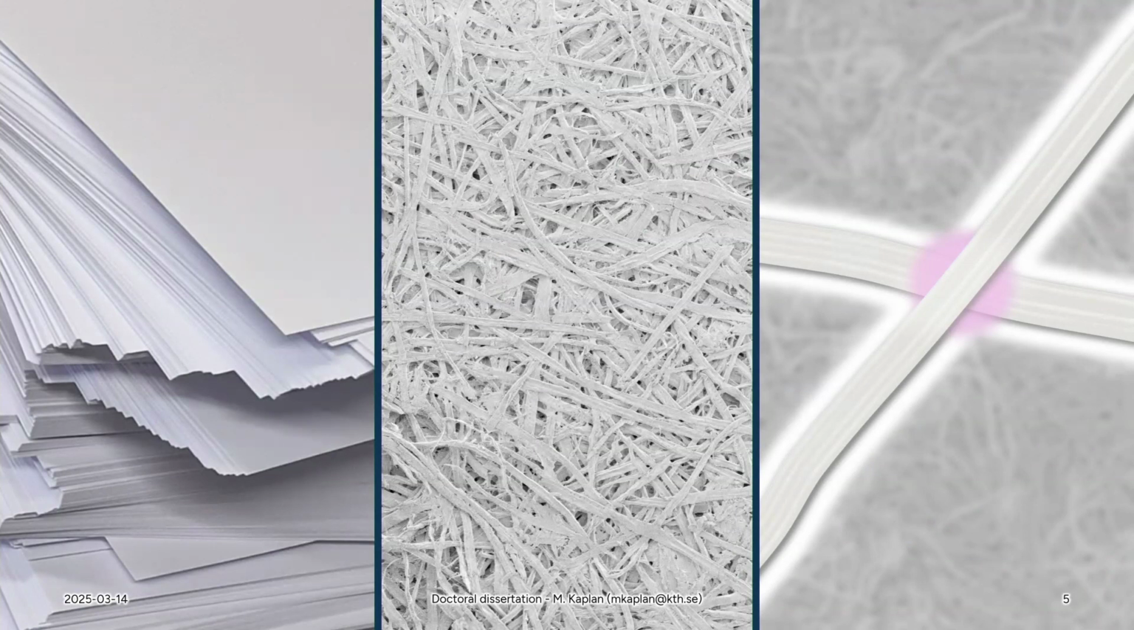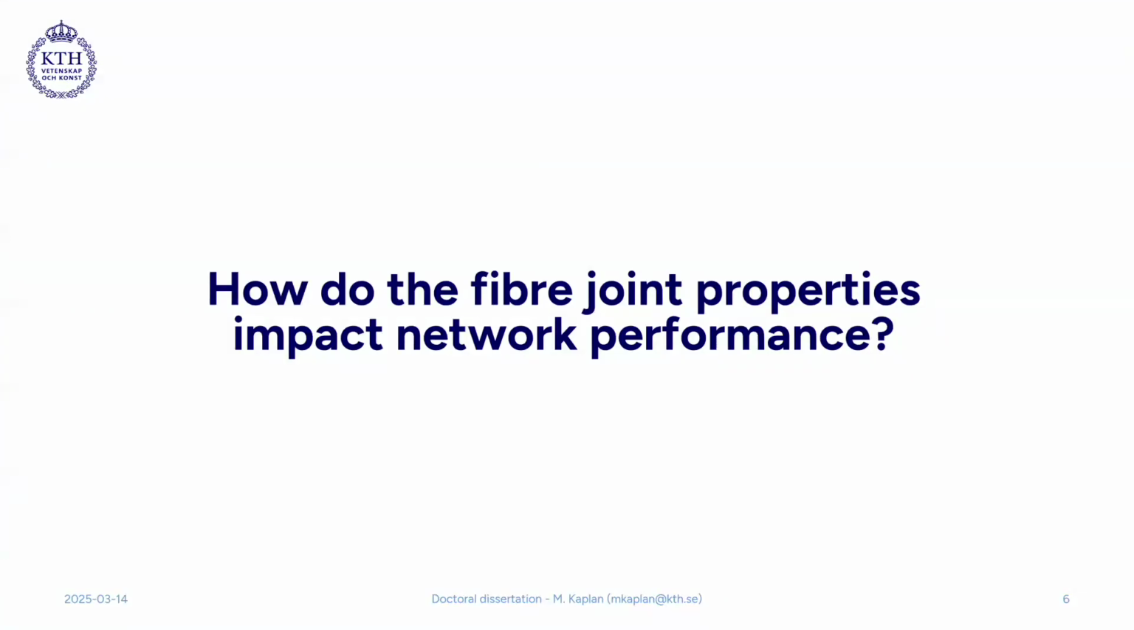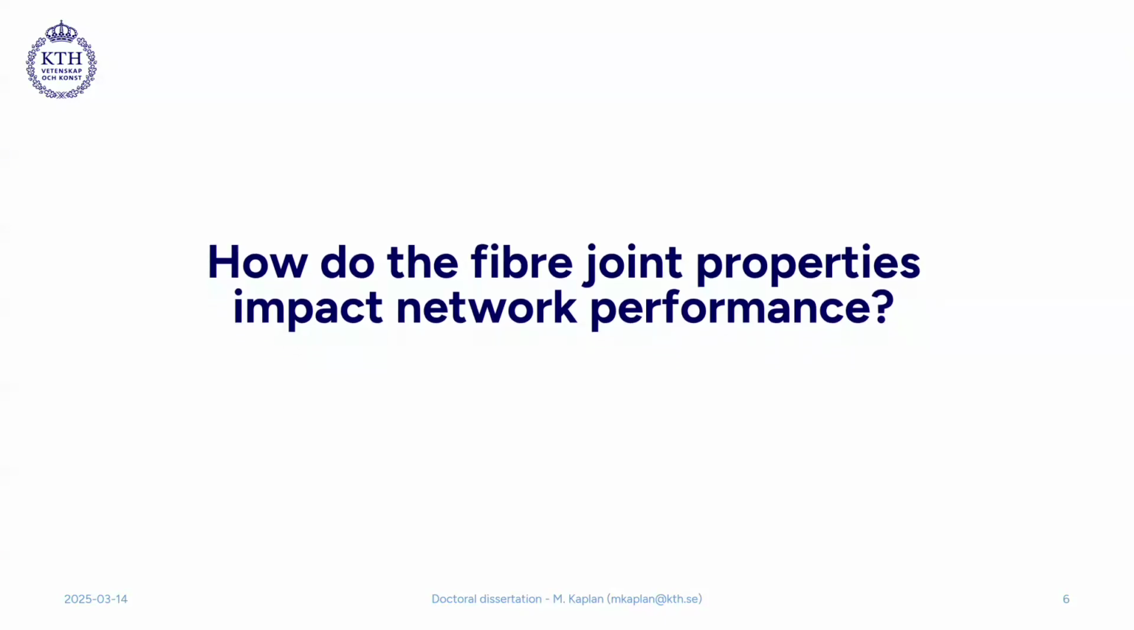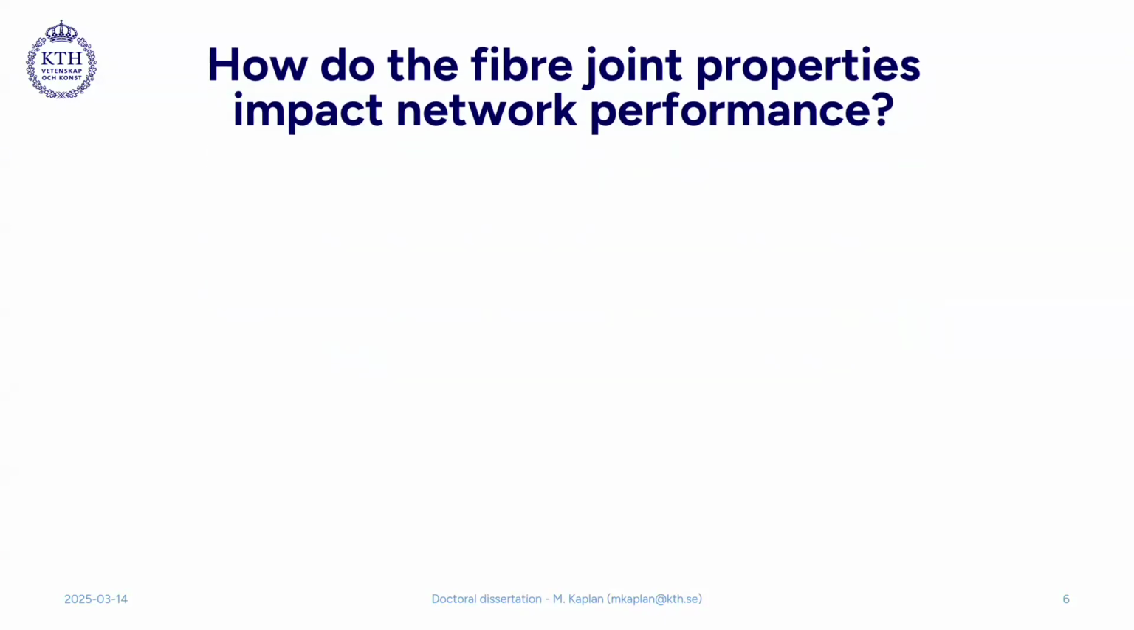In order to change the properties of a paper product, you can either change the properties of the fiber itself or of the interactions, the fiber joints. And that has been the topic of my research. So the research question is: how do the fiber joint properties impact the network performance? And I've studied this topic in two ways.